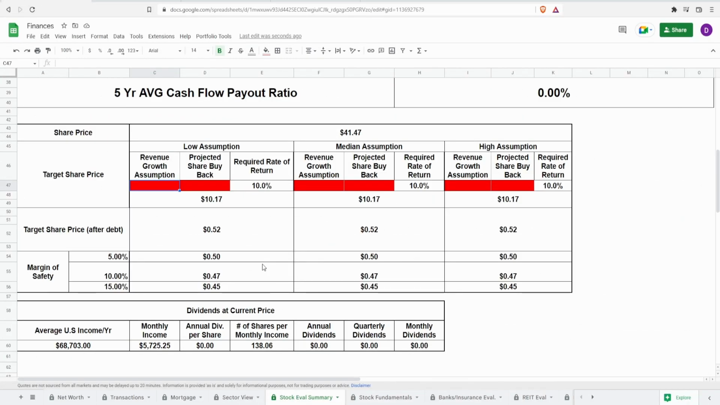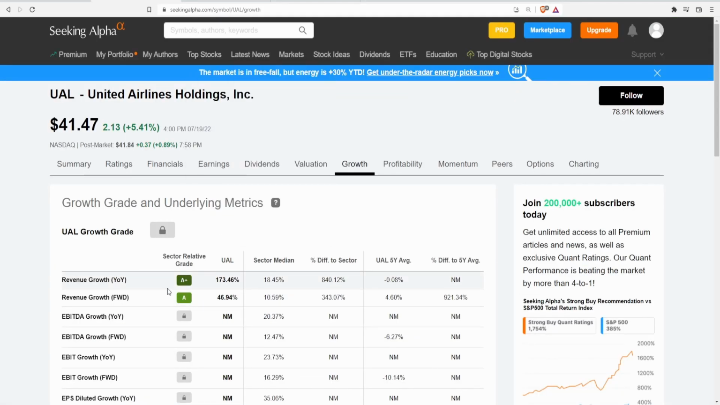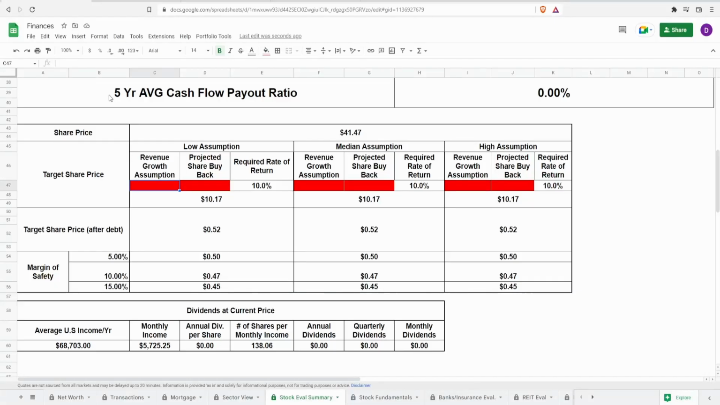Alright guys, now let's come over here and make some assumptions, low, medium, high, using 3 different factors. As always, revenue growth, projected share buyback, and of course, the required rate of return. So, let's take a look at the first of all, revenue growth. Let's come over here to Seeking Alpha and see that the revenue growth year over year, guys, it is 173.5%, and the revenue growth forward is estimated at 47%. I cannot, in good conscience, say that these things are accurate in any way, right? Because unfortunately, Airlines still has competition, right? They are not a monopoly.